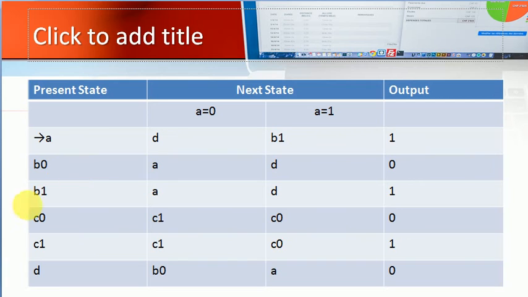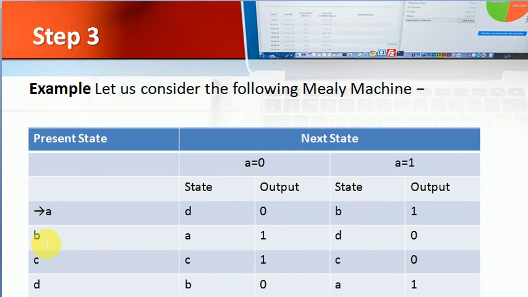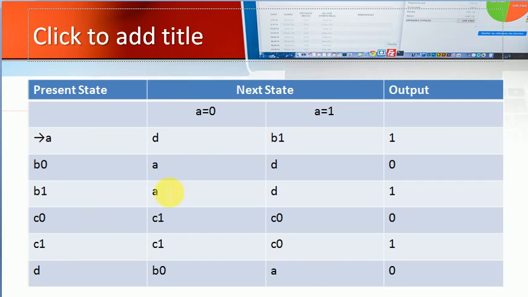Same for B0 and B1. For B, we can see that on giving the input 0 to B, we will go to the state A, and on giving the input 1 on state B, we will go to the state D. So we write both the same, but on the state B0 we get the output 0, and on the state B1 we get the output 1.